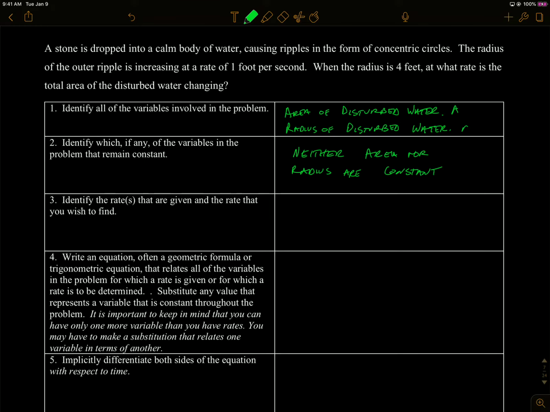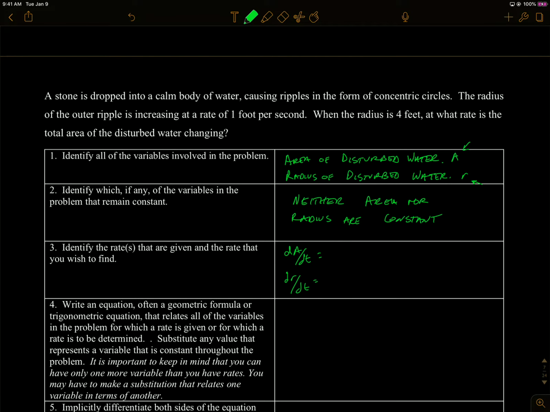Now we want to look for rates in the problem. What rate are we looking for? What rate are we given? So if our variables are A and R, that means most likely we want to find dA/dt and dR/dt. Those are typically the rates that are going to show up.